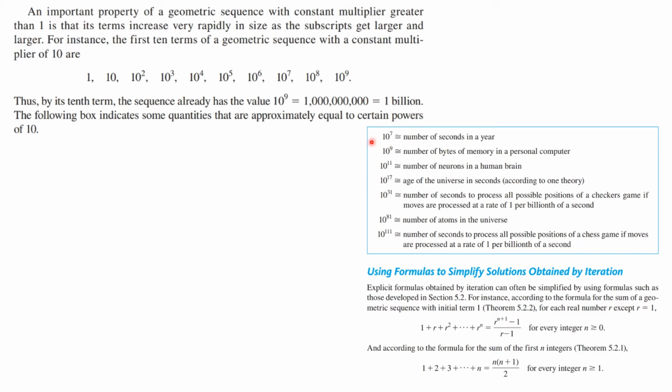10 to the 7th is the number of seconds in a year. And you have all of these things. You see that 10 to the 17th is the age of the universe in seconds, according to one theory. This is the number of seconds you need to process all possible positions of a checkers game, even if they're executed at a rate of 1 per billionth of a second. This is the number of atoms in the universe, and this number is the number of seconds to process all possible positions of a chess game.